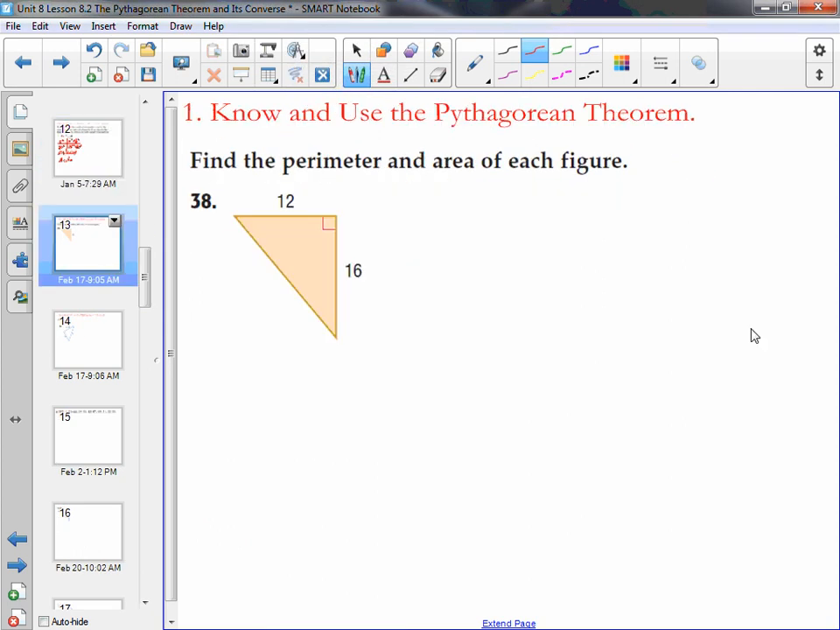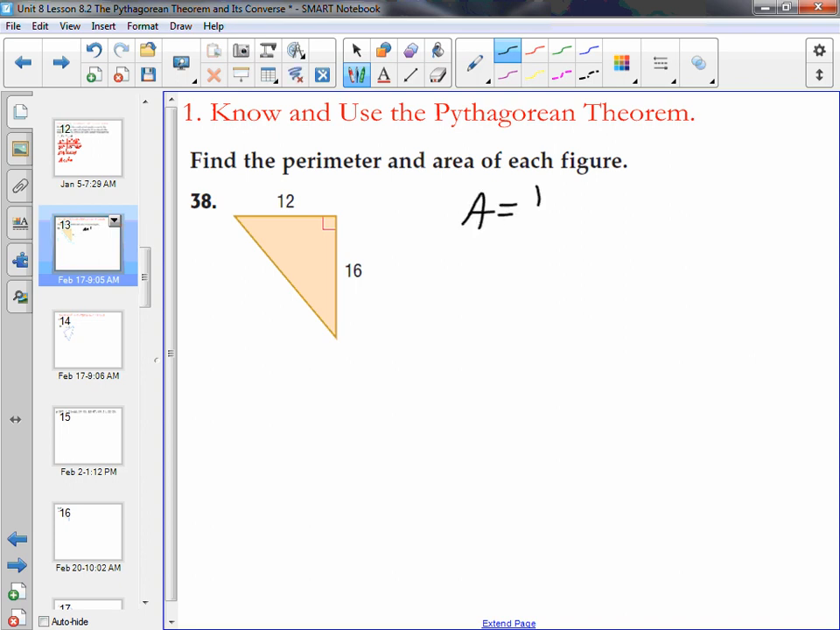Now let's take a look at number 38. It's a little different. It says find the perimeter and area of each figure. Now this is a little bit unfair of them because we have a perimeter, but if we find that third side, we can get the perimeter. Area. Been a while, hasn't it? They spring area on us out of the blue. How do you find the area of a triangle?